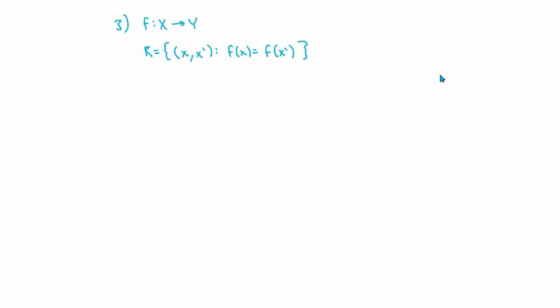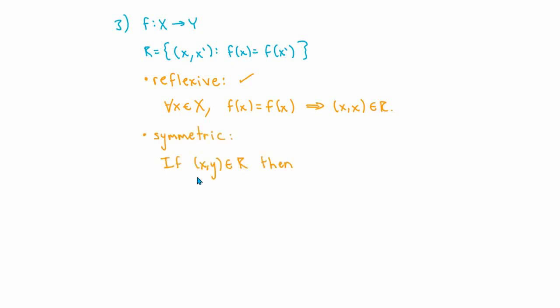Now let's look at our example where we bundled together all the fibers of a function f from X to Y. So here the relation was that a pair of points x, x prime in X is in R if and only if f of x is equal to f of x prime. First of all, it's pretty clear, since for every point x in X, f of x equals f of x, that the ordered pairs x, x are all elements of this relation, so it is reflexive. Also, if x, y is any element of this relation, then it means that f of x is equal to f of y. But then, since f of y is also equal to f of x, that guarantees that y, x is also an element of the relation. Therefore, the relation is a symmetric relation.